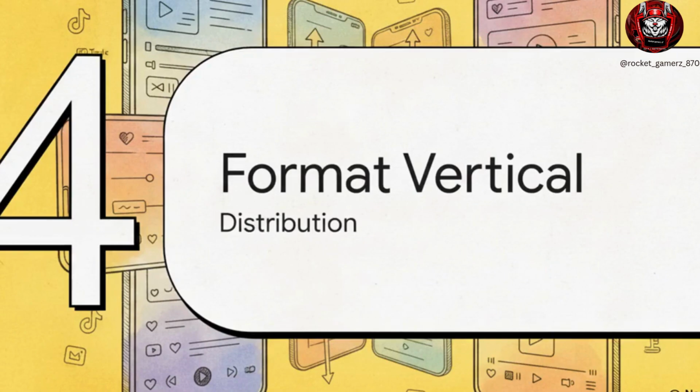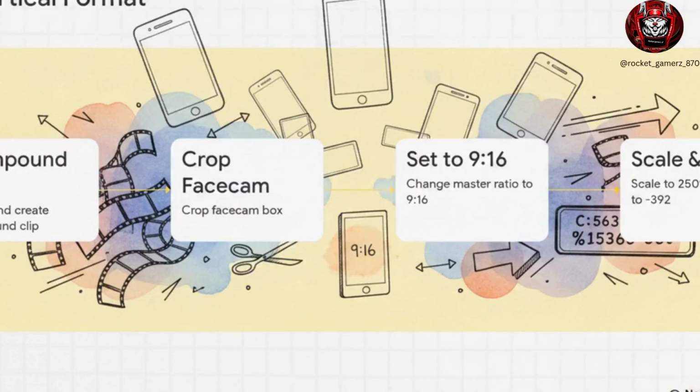Next up is step 4, formatting for vertical socials. To get your masterpiece ready for TikTok or Shorts, here's a rapid-fire CapCut workflow that takes out all the guesswork. 1. Stack your clips and create a compound clip. 2. Crop your facecam box. 3. Change the master ratio to 9:16. And 4. Precisely scale your gameplay to 250% and set the y-axis to -392. This perfectly fills the bottom space instantly, no dragging or guessing required.